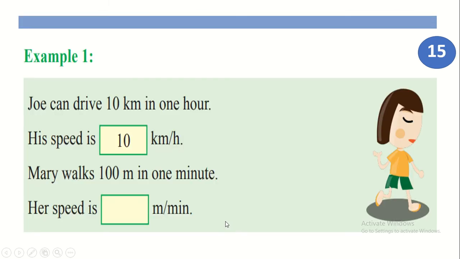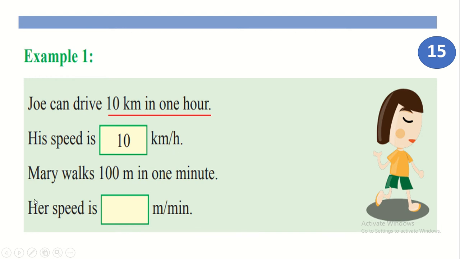Example number 1. Joe can drive 10 kilometers in 1 hour. His speed is 10 kilometers per hour. Look here: 10 kilometers in 1 hour is the same as km/h. We call this kilometer per hour, in 1 hour.